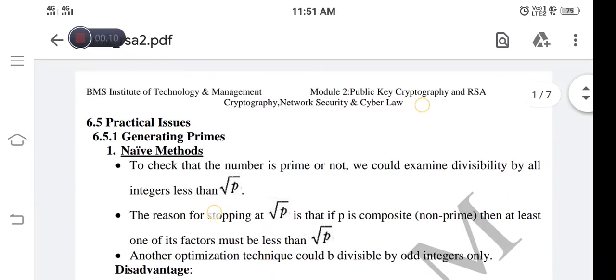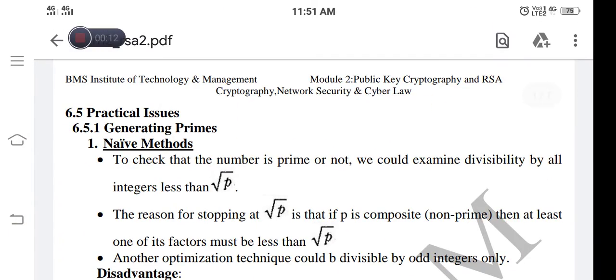Good morning, students. Today we are discussing the practical issues with the RSA algorithm. Okay, let us see the issues associated with generating the prime values.